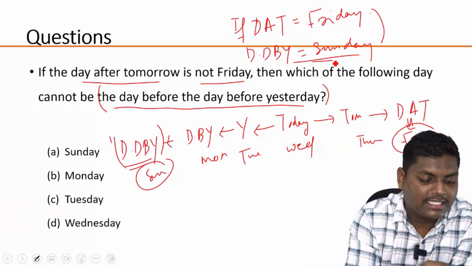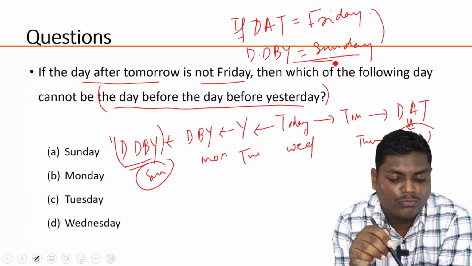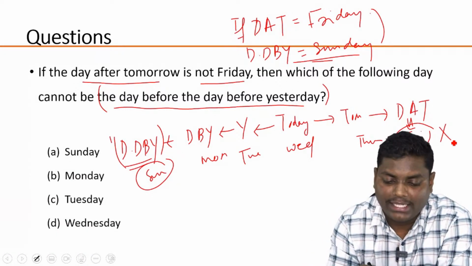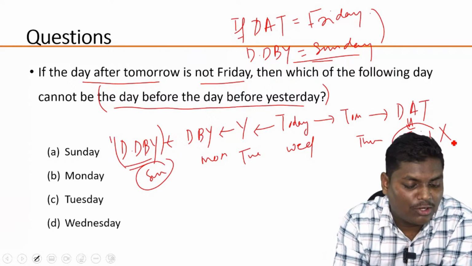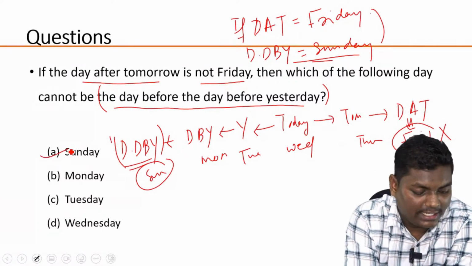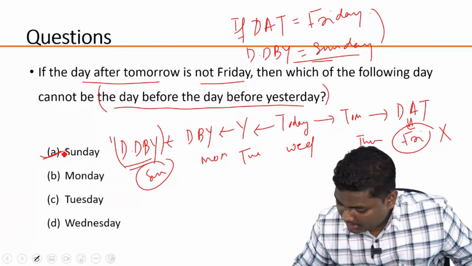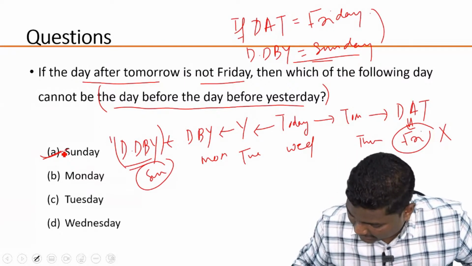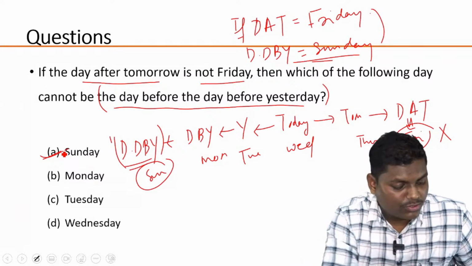Now what is the question asking? If the day after tomorrow is not a Friday, then which of the following days cannot be the day before yesterday? So it will be Sunday. This is clear for everyone? Sunday. Okay, great Sanchari. So it is Sunday.